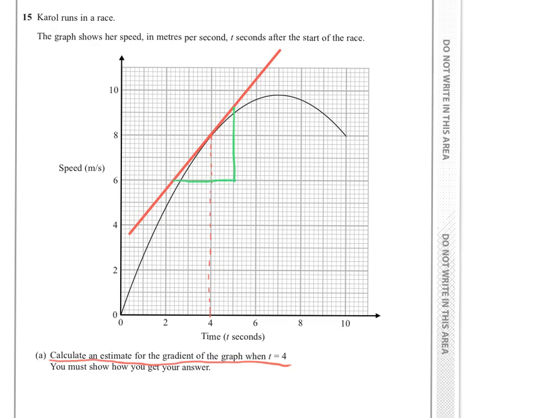Then all I've got to do is work out the scale here. So I've got 2, and this is 9. So this is going to be 2 from there to there. And then I've got another 1 here, and then a 0.2. So altogether this would be 3.2 in terms of the y.